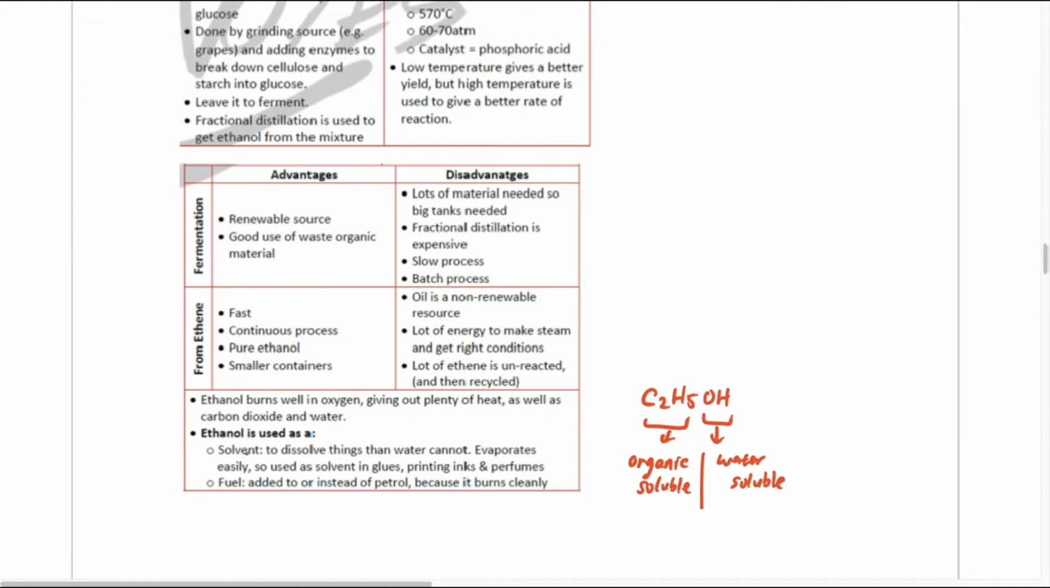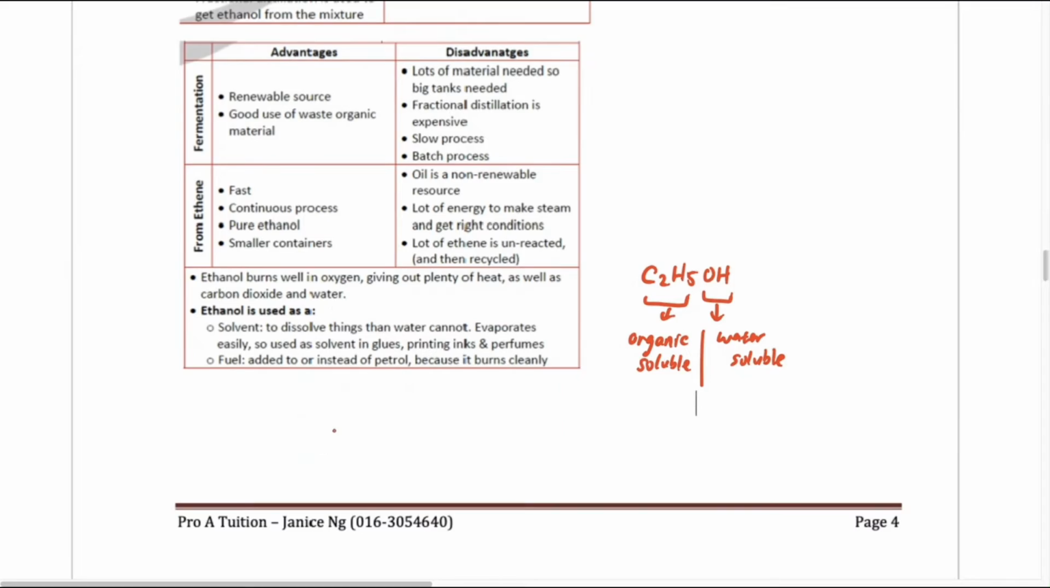Ethanol can evaporate easily, so it is used as a solvent in glues, printing inks, and perfumes. It is also a fuel added to or used instead of petrol because it burns cleanly. So no problem like sulfur dioxide coming out. We don't have this problem as it's clean. It just forms carbon dioxide and water, so it's better.